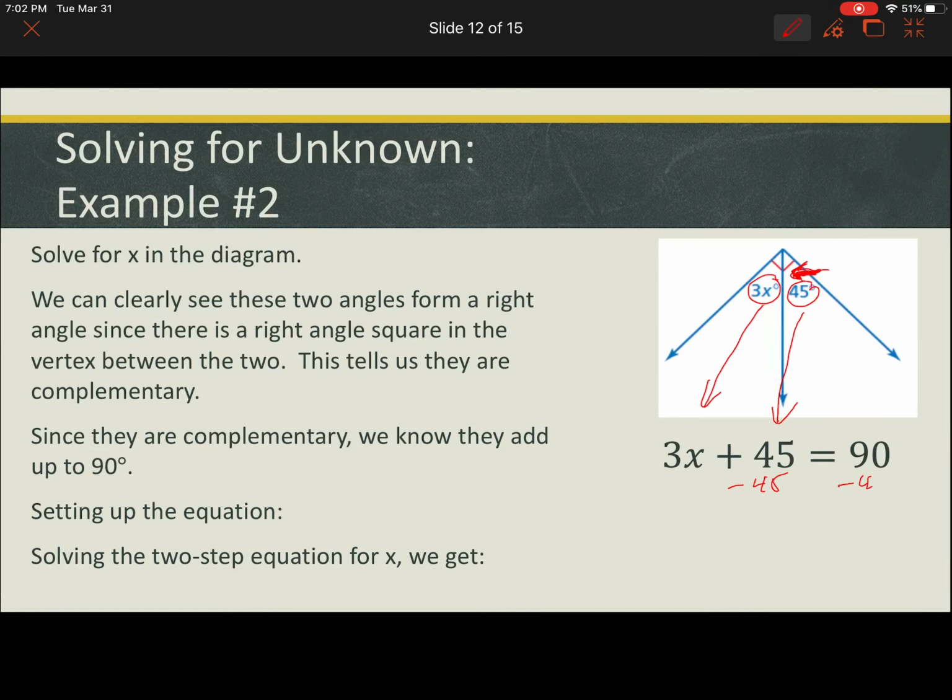We subtract 45 on both sides. And I have 3x equals 45. Divide by 3. And I have x equals 15.